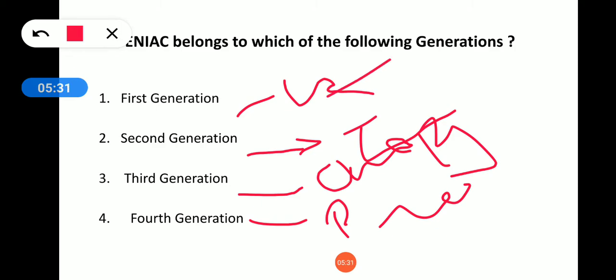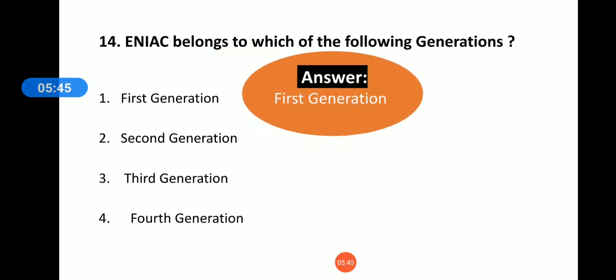Vacuum tubes, transistors, chips, and these ICs, integrated circuits. It means processors in the fourth generation. Now artificial intelligence. So ENIAC was used in the first generation computer. It is also a somewhat difficult question.